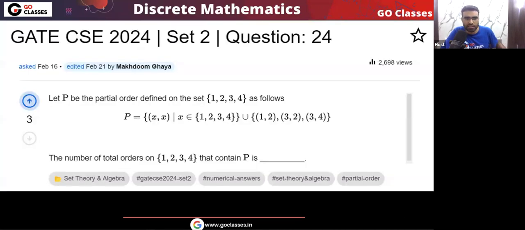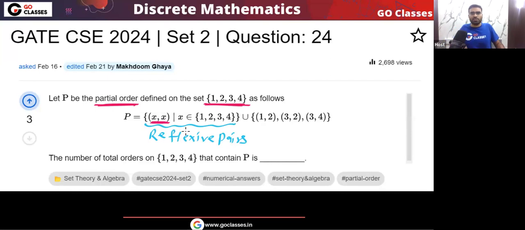Okay, so now you find this. What will be the answer? So this is the POSET that is given to you. You can see partial order defined on set 1, 2, 3, 4. These are the reflexive pairs, right? Look at this. These are your reflexive pairs, because X related to X, where X belongs to 1, 2, 3, 4. And these are some extra: 1, 2, 3, 2, 3, 4.